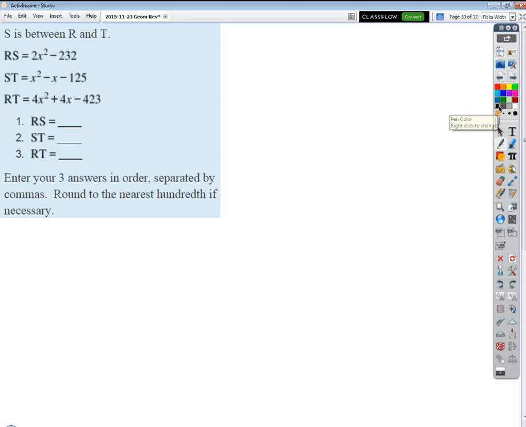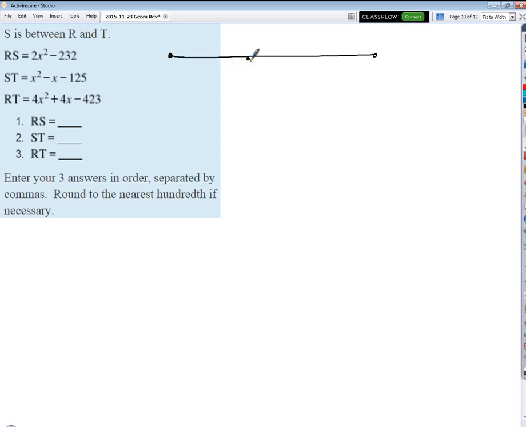So this is the same kind of problem we were doing before. Only difference is we've got x squareds in it, which makes it look scary, but it's not that big a deal. So the picture, people are getting good at understanding the relationship. If we know that S is between R and T, then we can set up an equation. We know that the length of the short segment plus the length of the short segment equals the length of the long segment. People are good at that. That's not a problem. So RT, the whole length, must equal RS plus ST.